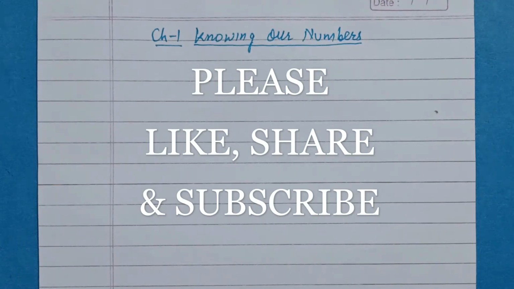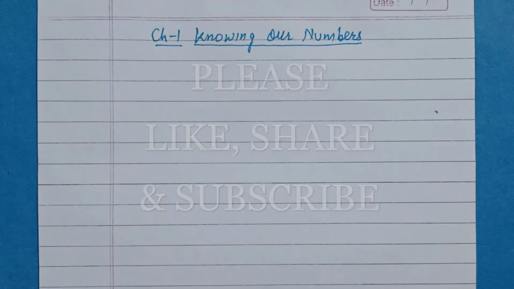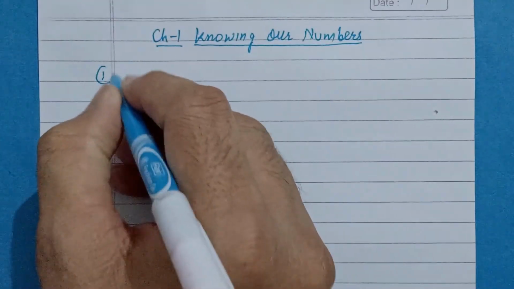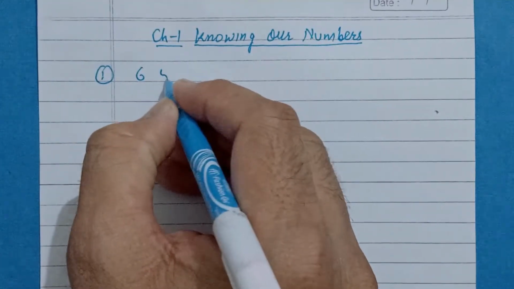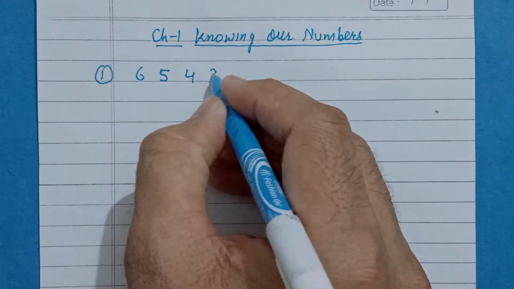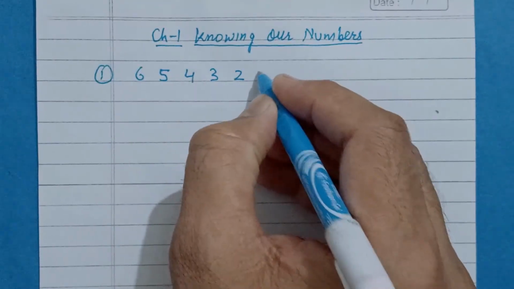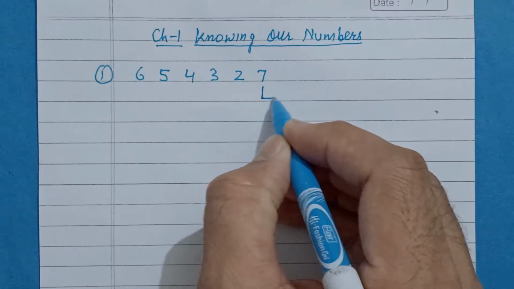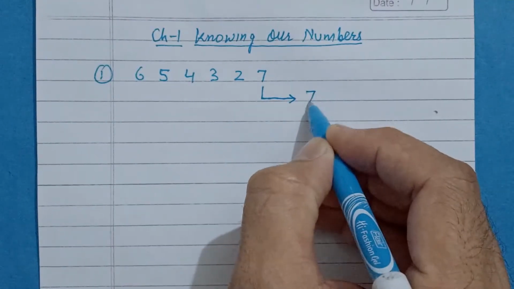In today's class, we will try to learn how to find the place value and face value of a particular digit in a given number. So let us consider a number 654327. This is a number and we will try to find out the place value and face value of each and every digit. So place value of 7 is 7.